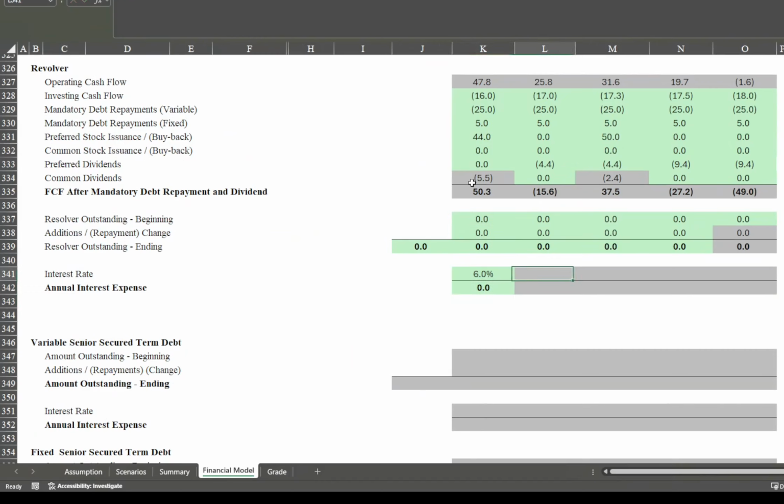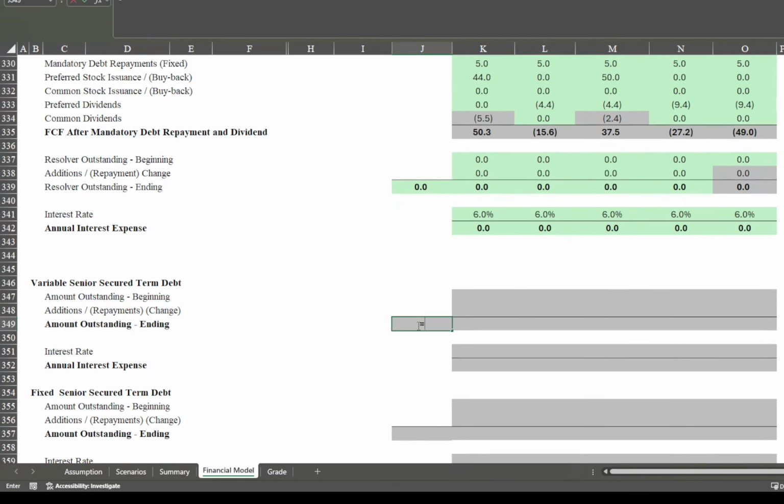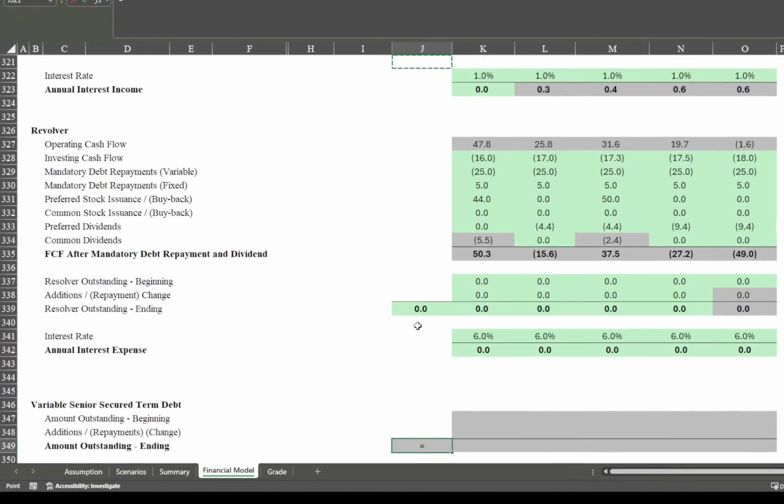And then last, with the revolver, we're plugging in the interest rate and finding how much we're paying on debt for the revolver, which is a sweep account, so we automatically pay it back if we have cash.